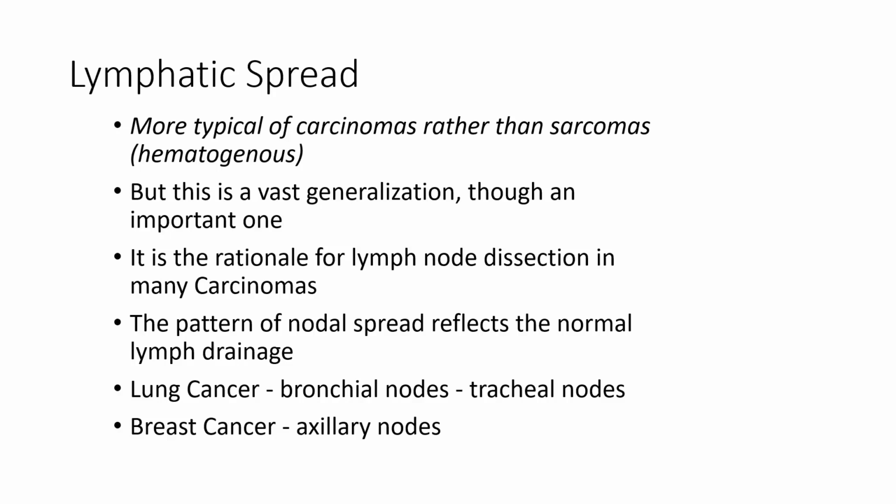So when you get a carcinoma, you don't just get the tumor removed, you're also going to look into nearby lymph nodes to see if there's any cancer cells in those lymph nodes. The pattern of nodal spread reflects normal lymph drainage. So lung cancer, bronchial nodes, and tracheal nodes are going to be impacted. In breast cancer, the axillary nodes. So axillary, your axilla, that's your armpits. So when you have breast cancer, the axillary nodes are typically impacted.